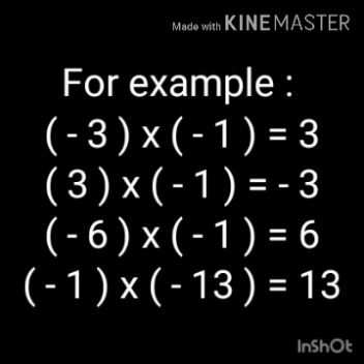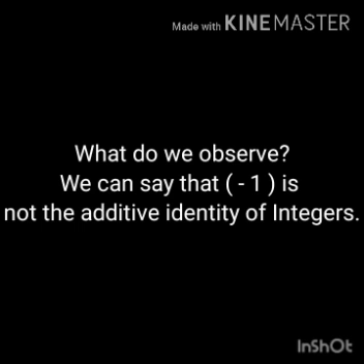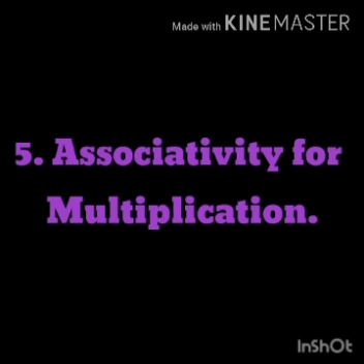What happens when you multiply an integer with minus 1? For example, minus 3 into minus 1 is equal to 3. 3 into minus 1 is equal to minus 3. Minus 6 into minus 1 is equal to 6. Minus 1 into minus 13 is equal to 13. What do we observe? We can say that minus 1 is not the multiplicative identity of integers.